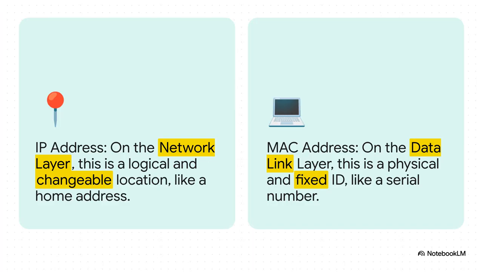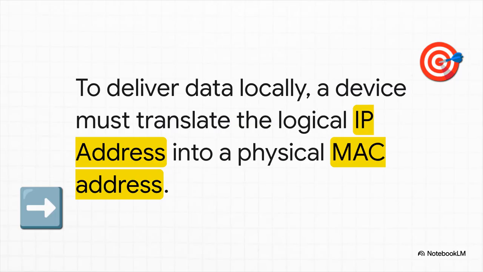See, on one side, you have the IP address. Think of this as your device's current location. It's logical, it's changeable, just like your home address. If you take your laptop to a coffee shop, you get a new IP address. Simple. But then, on the other side, you have the MAC address. This is the device's true identity. It's a physical address that's burned right into the hardware at the factory, kind of like a unique serial number. It never, ever changes. So, here's the real puzzle. To actually get a message delivered to a specific device on your local network, your computer has to somehow translate that temporary IP address into the permanent MAC address. It needs to turn the where into the who. But how does it do that?